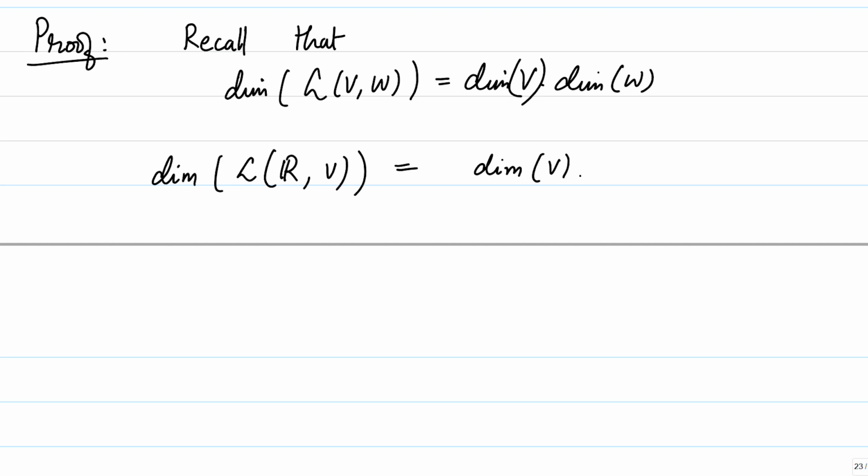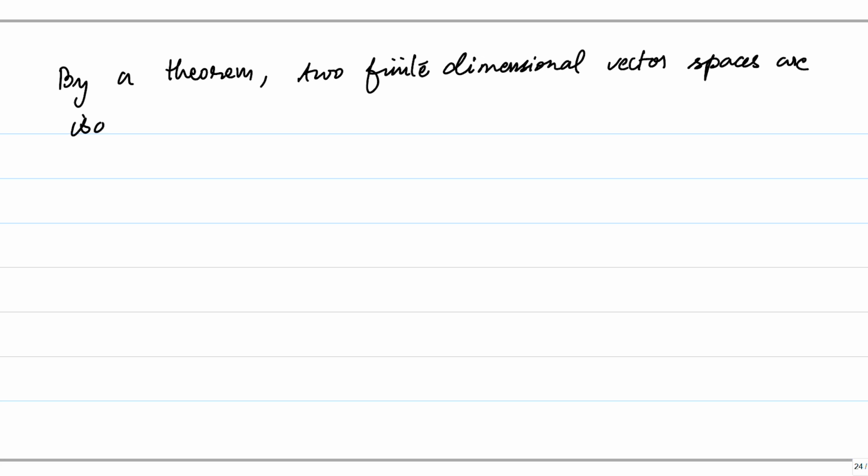But what do we know about vector spaces which have the same dimension? By a theorem we proved in the fourth week, two finite dimensional vector spaces are isomorphic if and only if they have the same dimension.